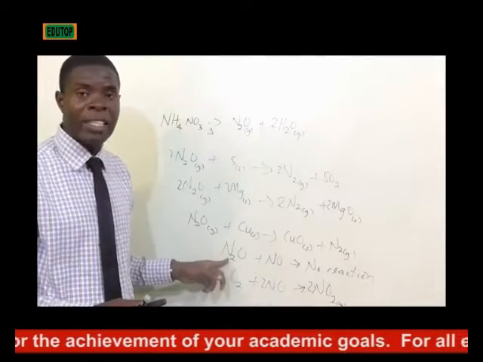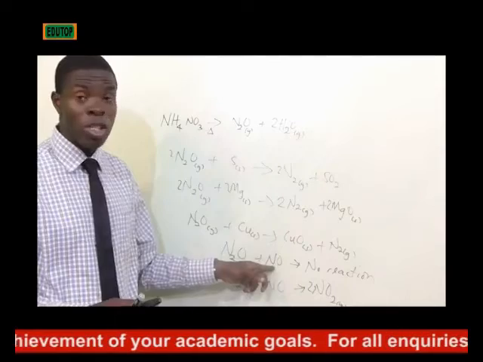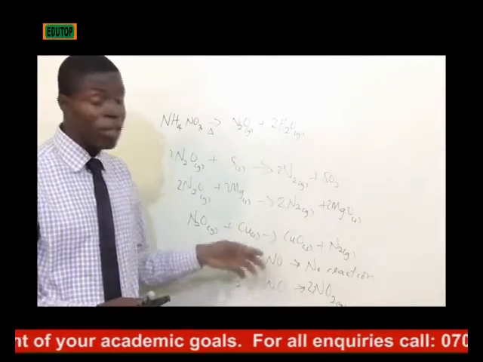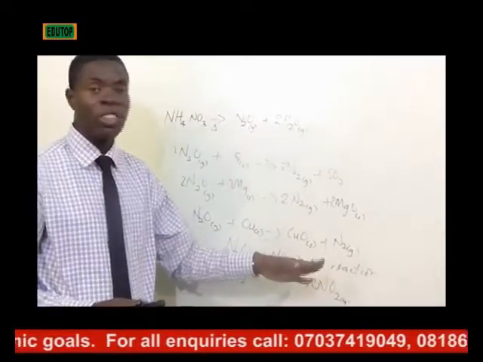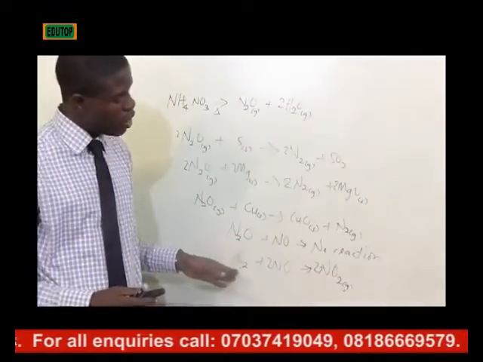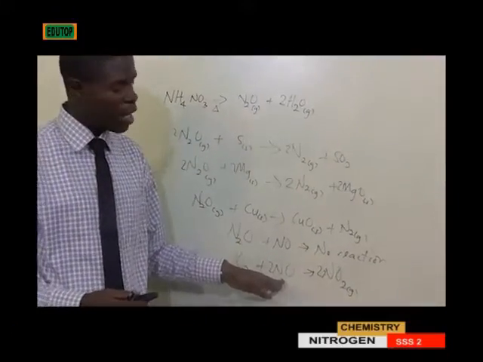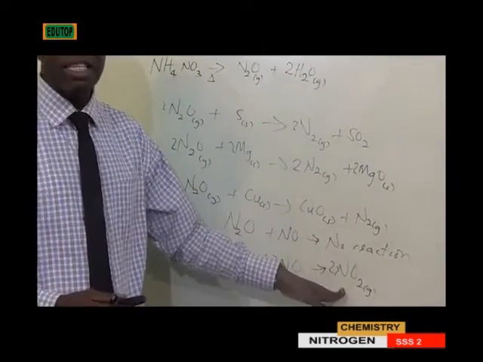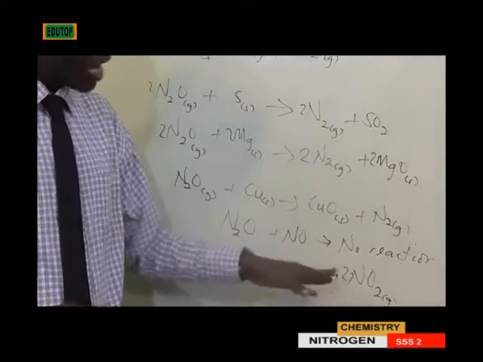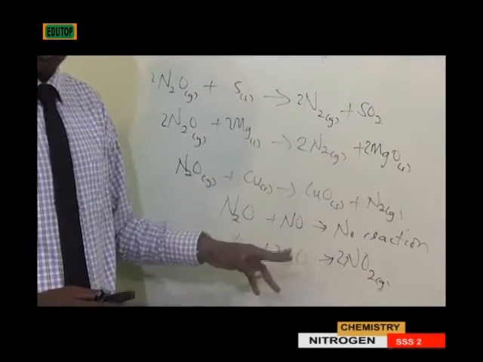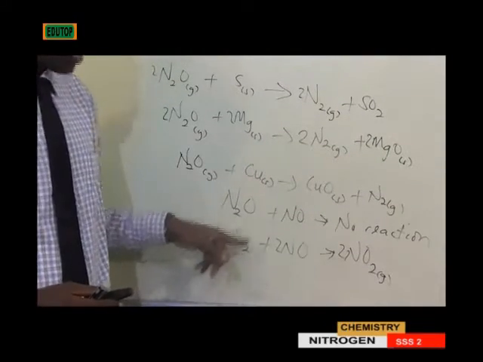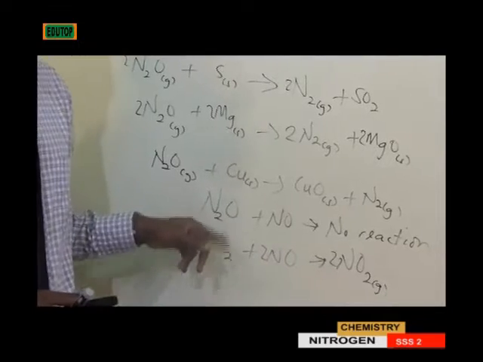Nitrogen 1 oxide reacts with nitrogen 2 oxide. In this reaction, there is no product formed, so no reaction. But in the case of oxygen reacting with nitrogen 2 oxide, nitrogen 4 oxide is formed in the process. So that is a distinctive test to differentiate between oxygen and nitrogen 1 oxide.